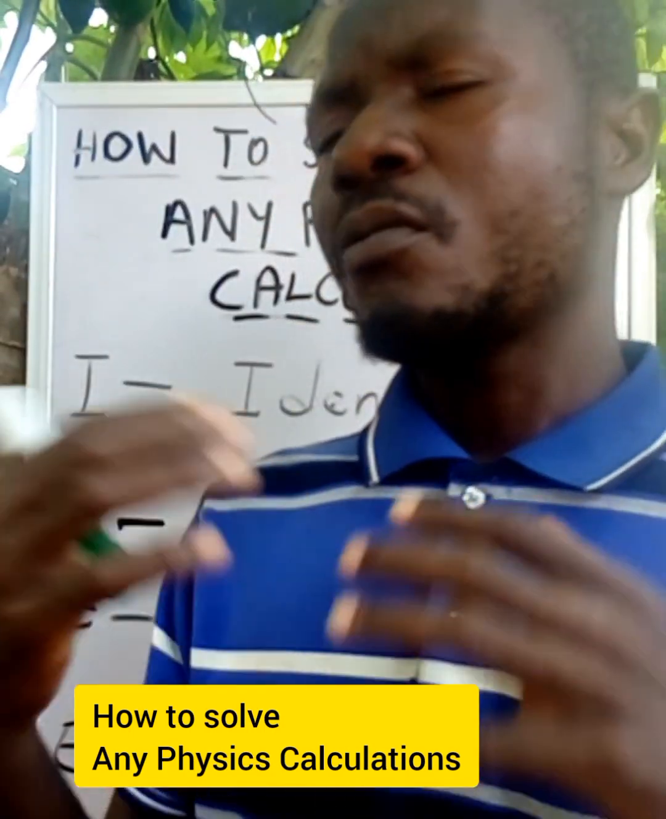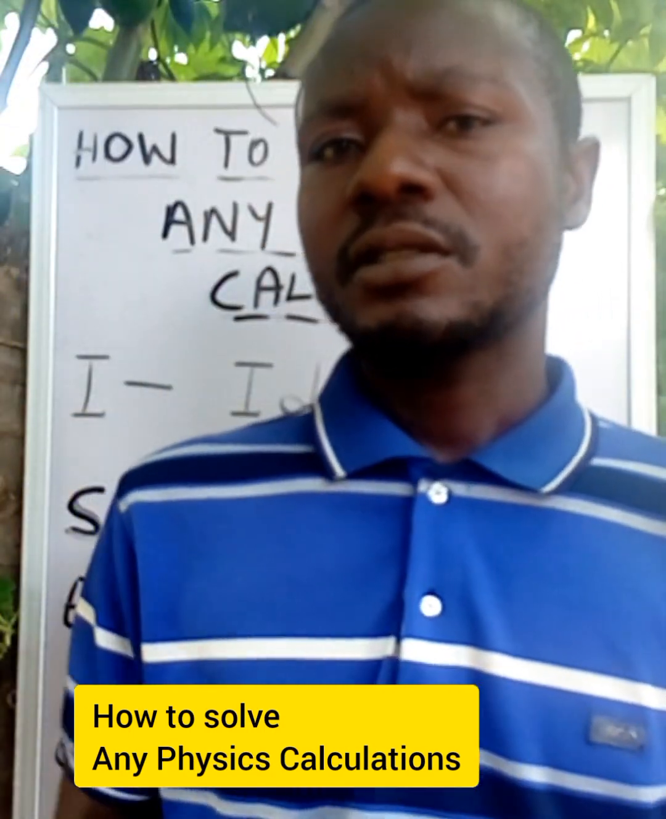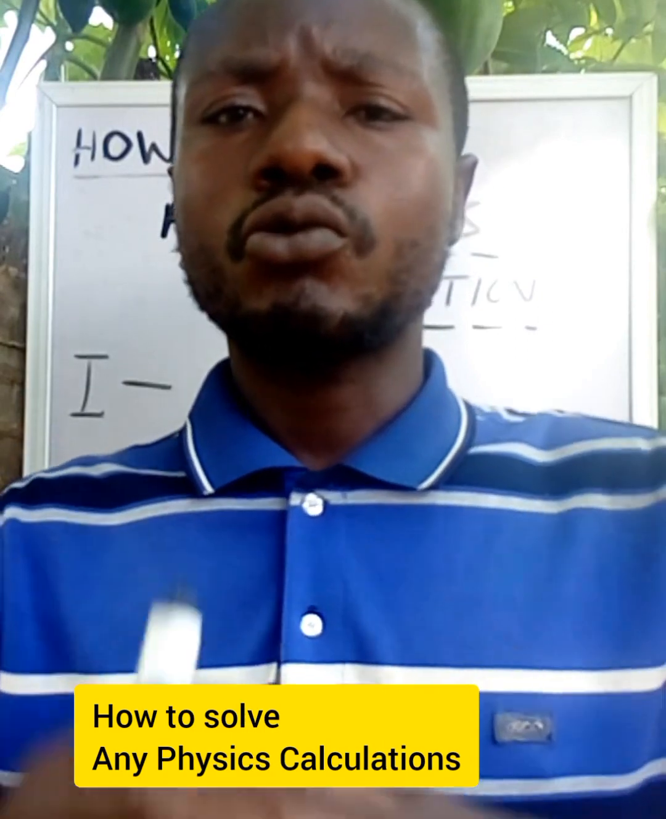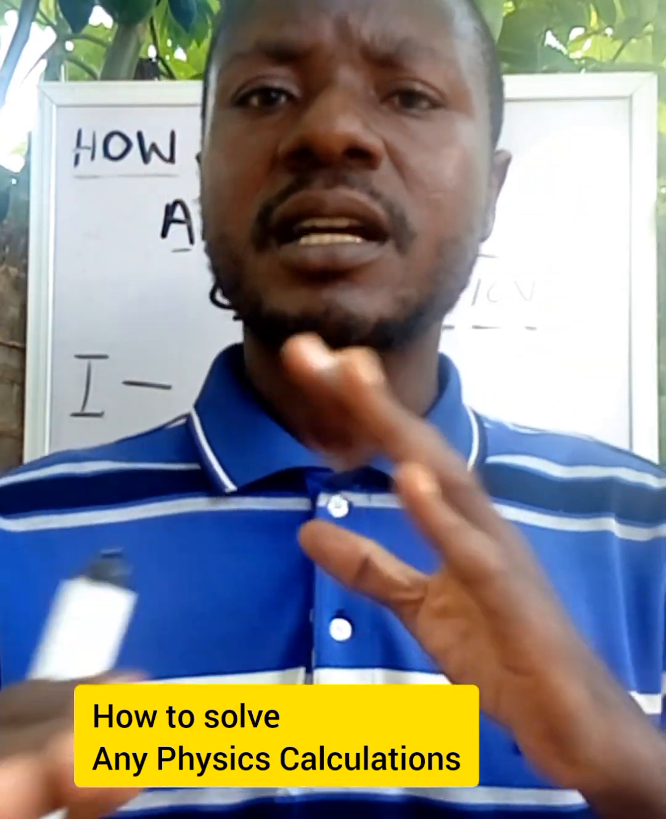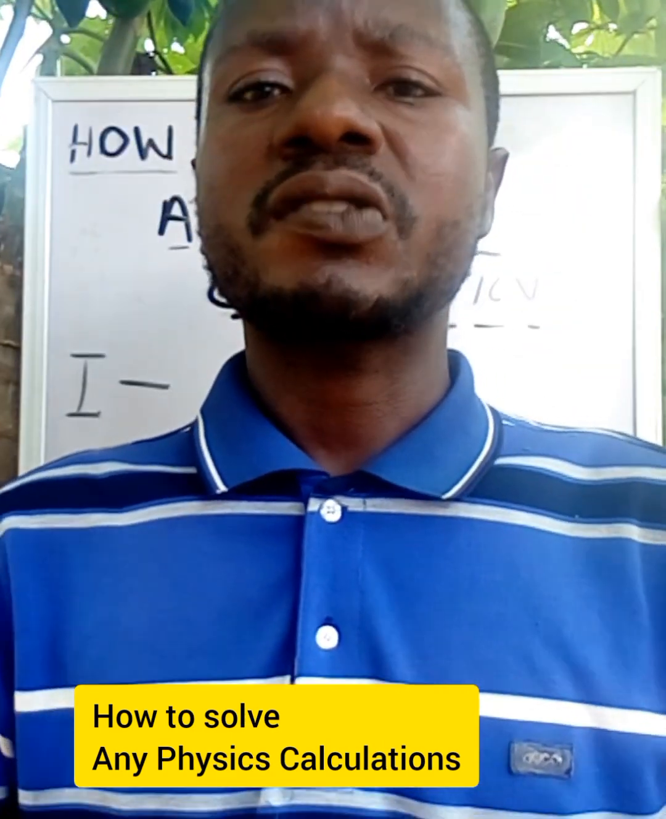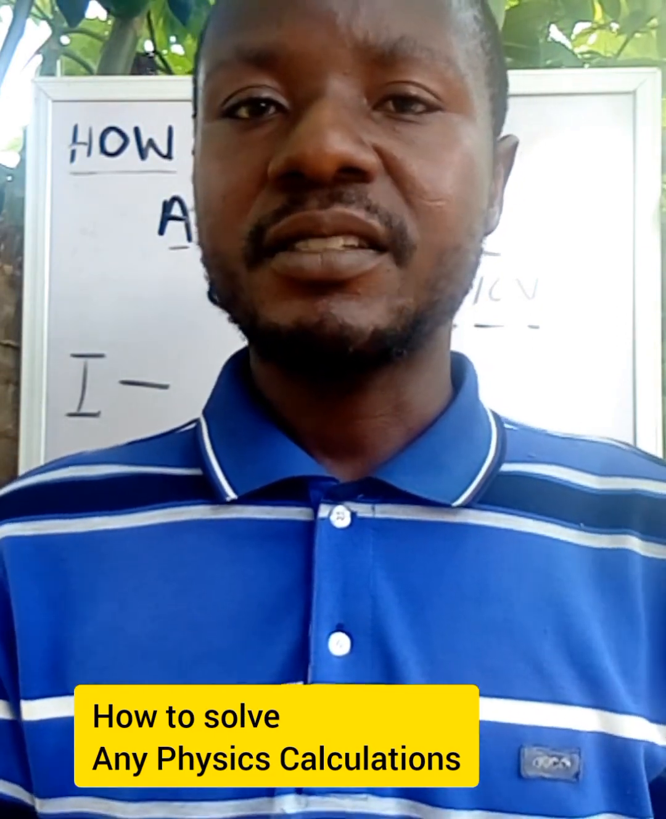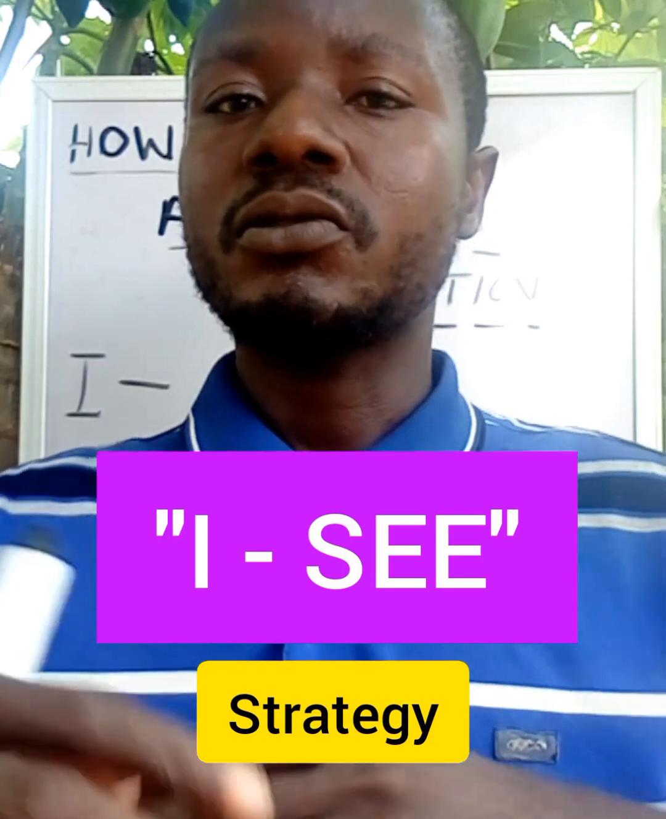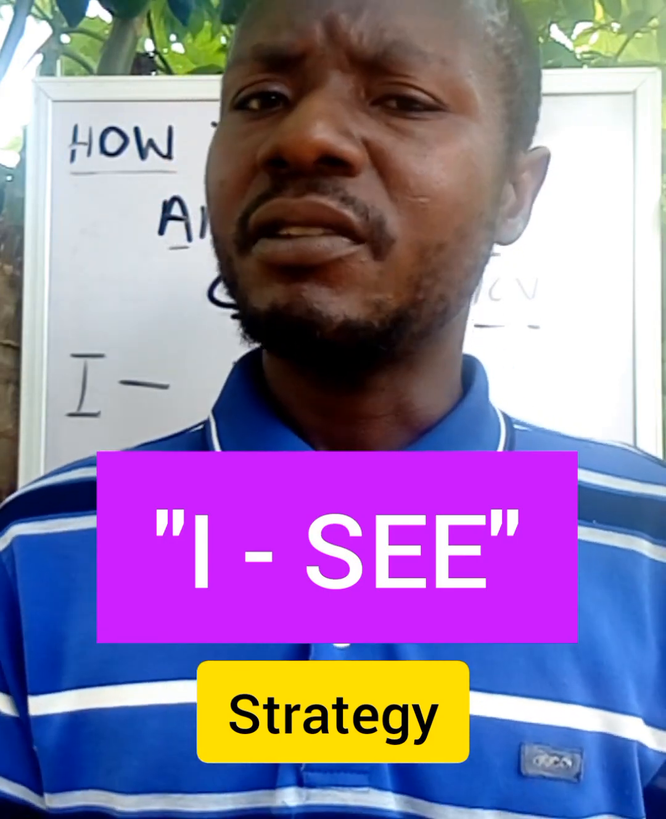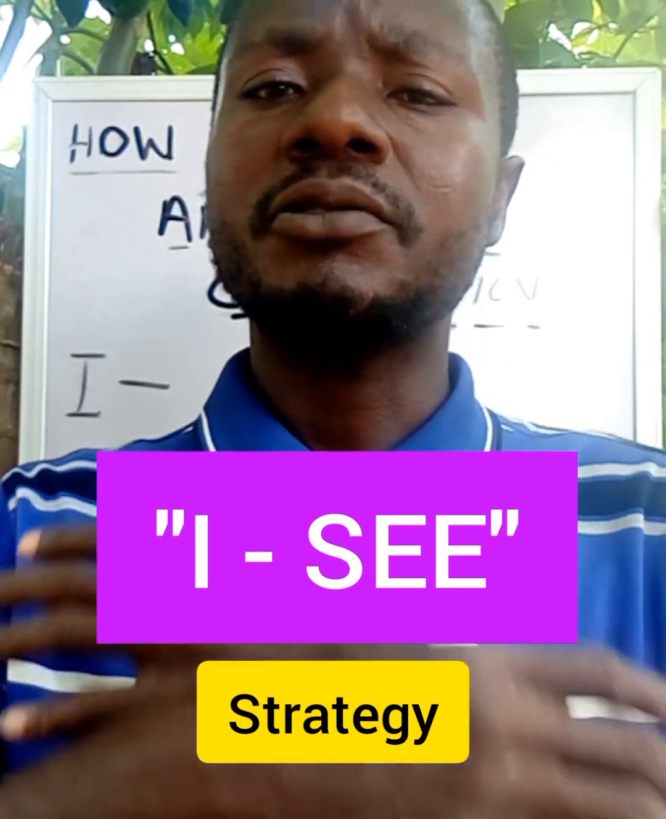In today's video, I'm going to be explaining how to solve any physics calculation. Yes, how to solve any physics calculation given to you. Now, to solve any physics calculation, what we use is called the IC strategy. The IC strategy is the strategy you can use to solve or handle any physics calculation given to you.